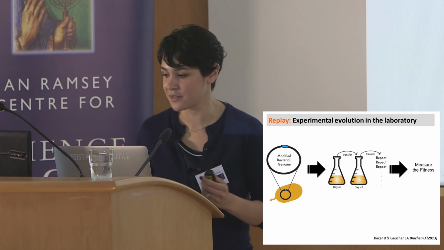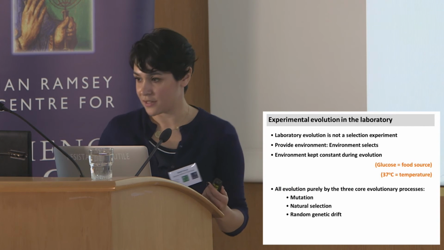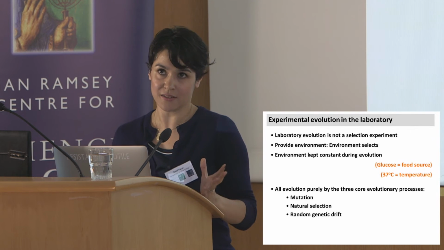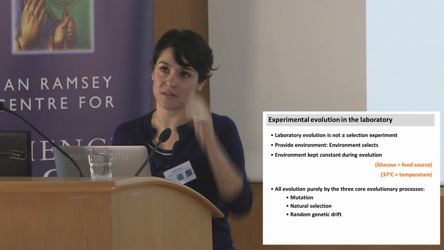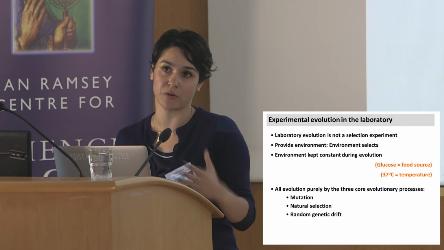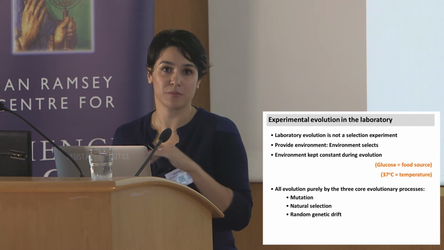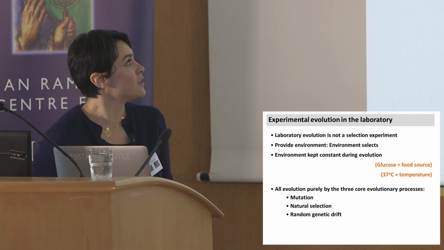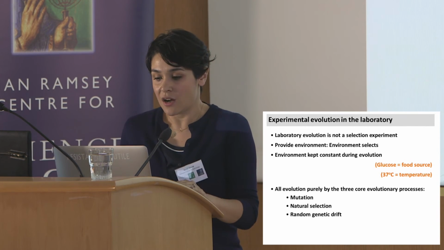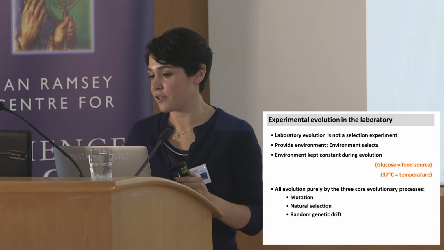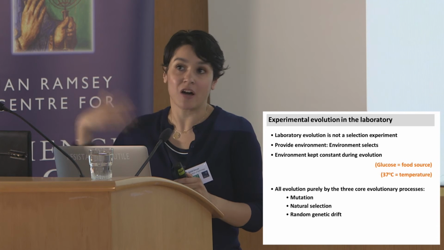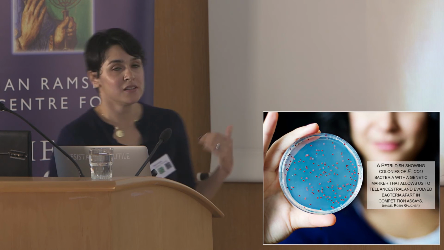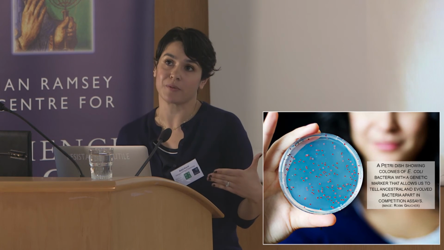So how does experimental evolution in the lab work? It's not a selection experiment: we provide the environment, the environment selects, and we keep the environment constant during evolution. We provide the same amount of glucose, the food source, and keep the temperature constant, so there is no change in temperature either. And all evolution is carried out by purely these three core processes. At the end of each timeline, however many days you want to evolve, we measure the fitness by competing the evolved populations with the ancestral populations.